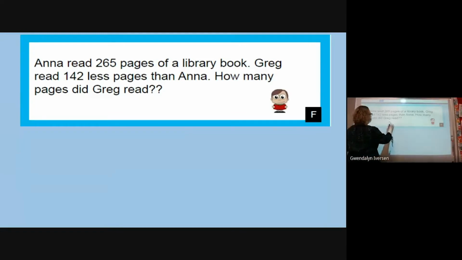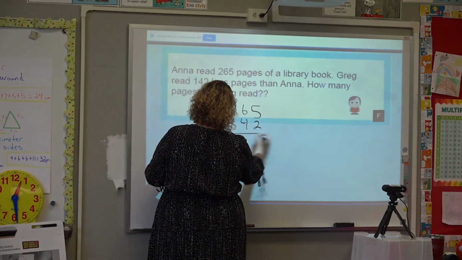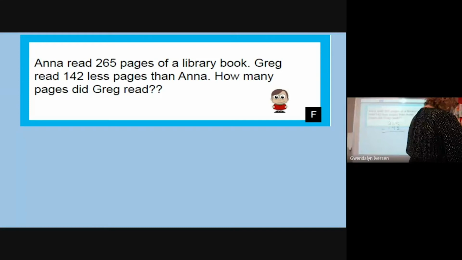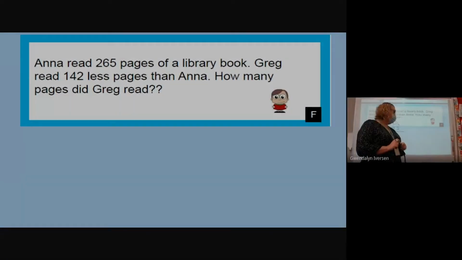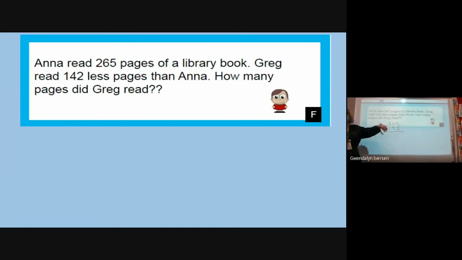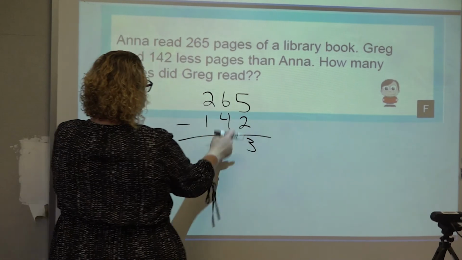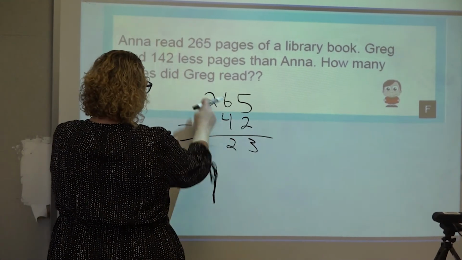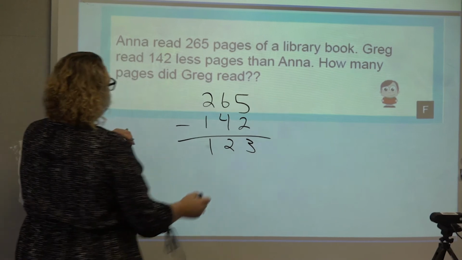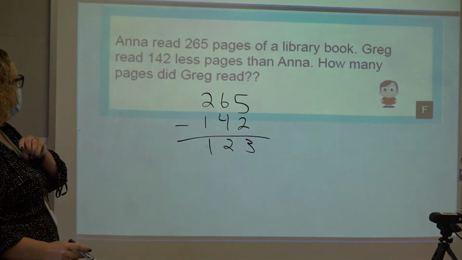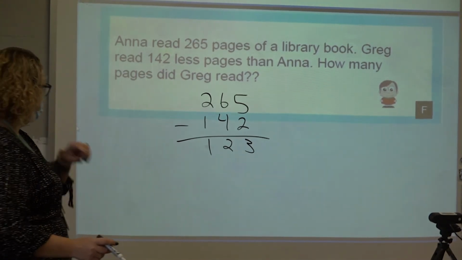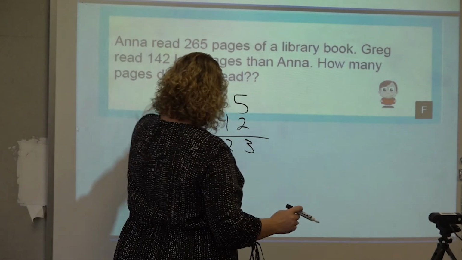So we're going to subtract 265 minus 142, which happened to be your answer on the last one. Good, Madison, you got it. 123. Good, McKenna. All right, let's subtract together. What's 5 minus 2? 3. 6 minus 4? 2. And then 2 minus 1? 1. So he read 123 pages less than Anna.